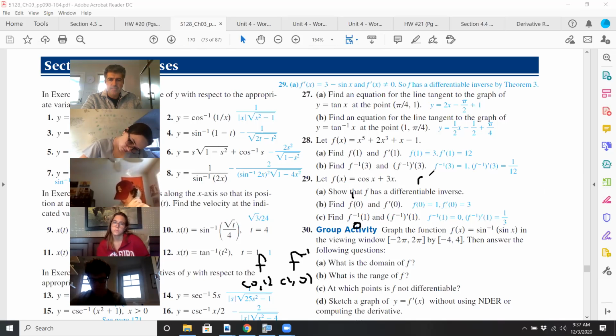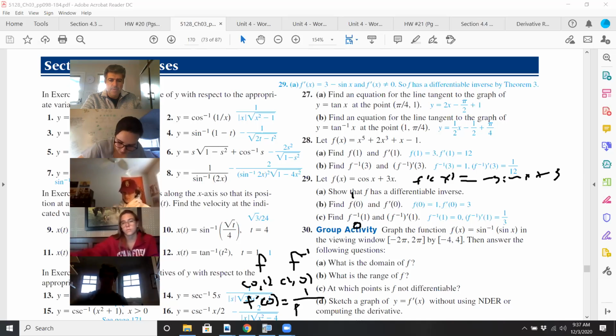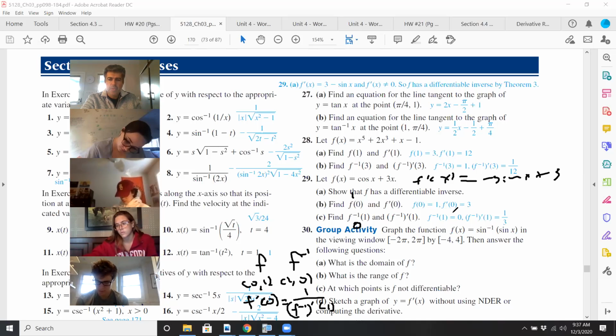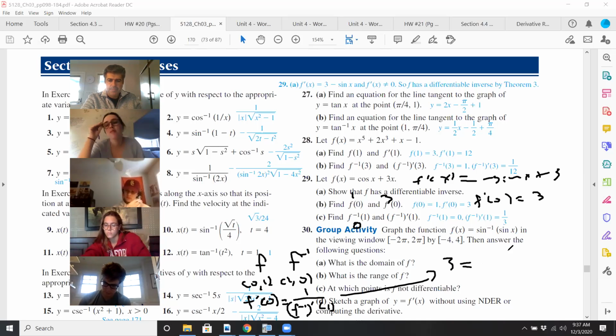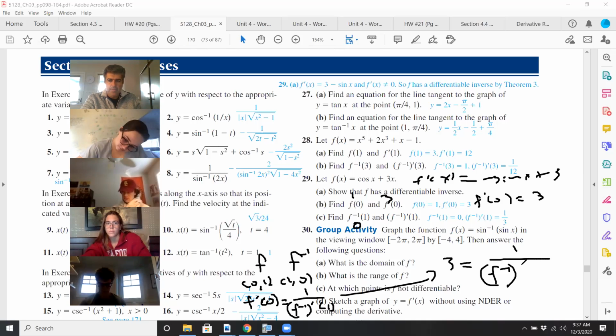Then the derivative is easy. Negative sine x plus 3. So f prime of 0, because we're evaluating it at 0 for the original, is 1 over the derivative of the inverse evaluated at 1, because 1 is the input for the inverse. Well, f prime of 0 is easy. That's just going to be 3. So 3 equals 1 over the derivative of the inverse evaluated at 1. And that's what the question is asking for here. So that's going to be the reciprocal, so that's 1/3.